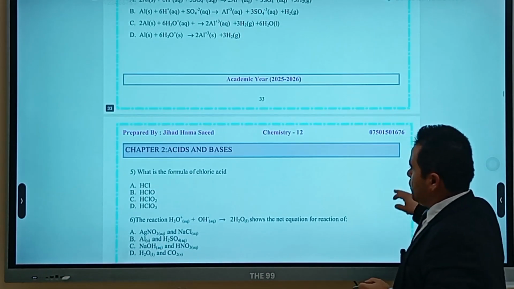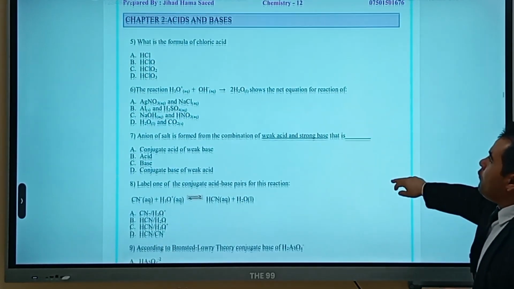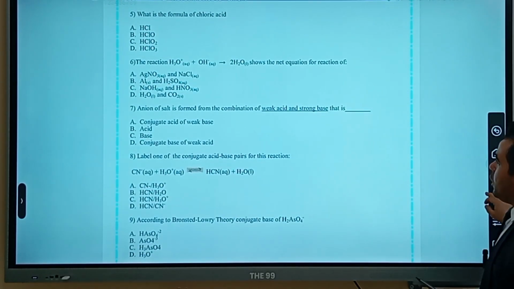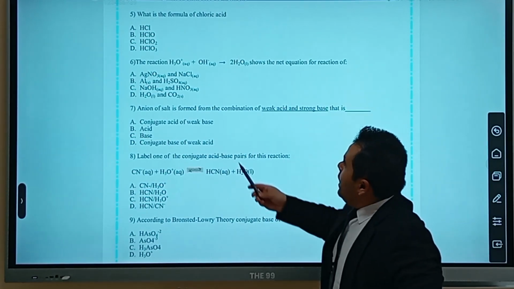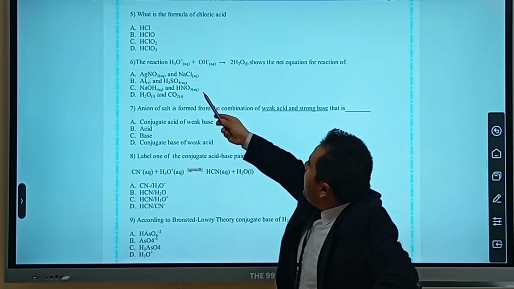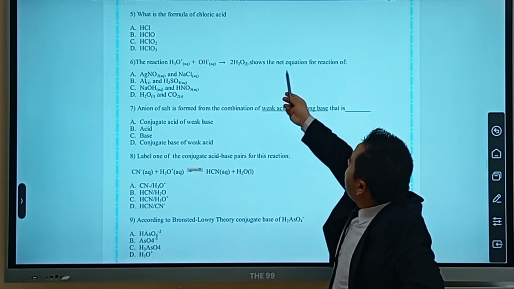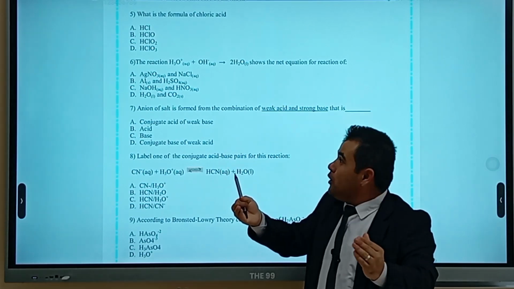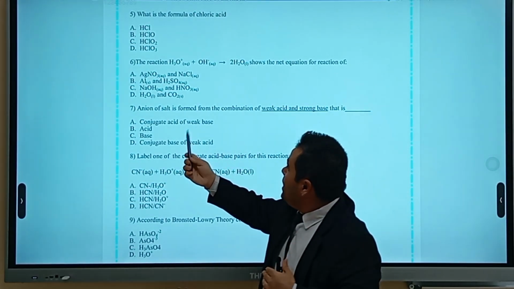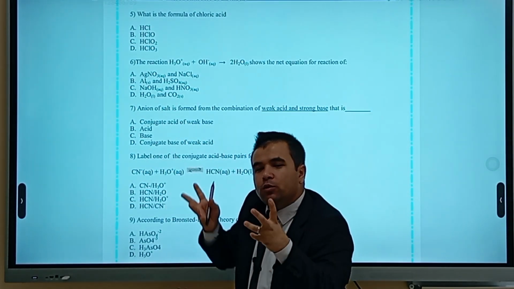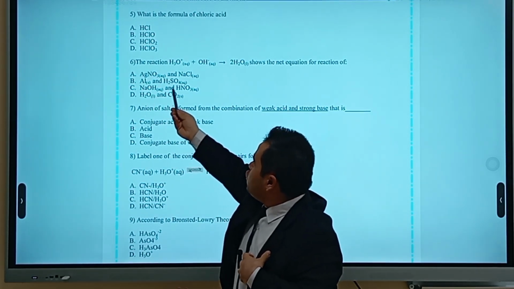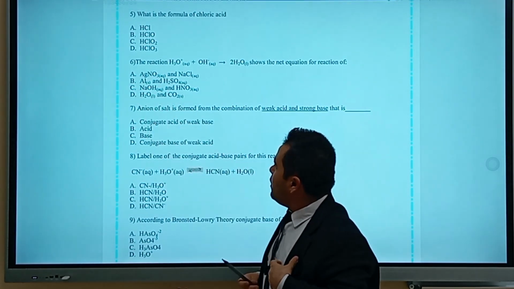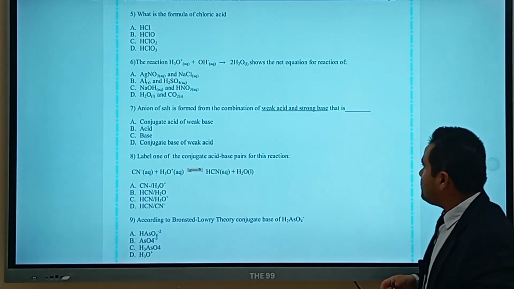What's the formula of chloric acid? Easy question. Chloric acid has a formula of HClO3. D is the correct answer. What is the net equation for this reaction shown? As I told you, this is a ministerial exam question. So try to find a strong acid with a strong base that forms a soluble salt. NaOH with HNO3, this is the correct answer, which forms a soluble salt.